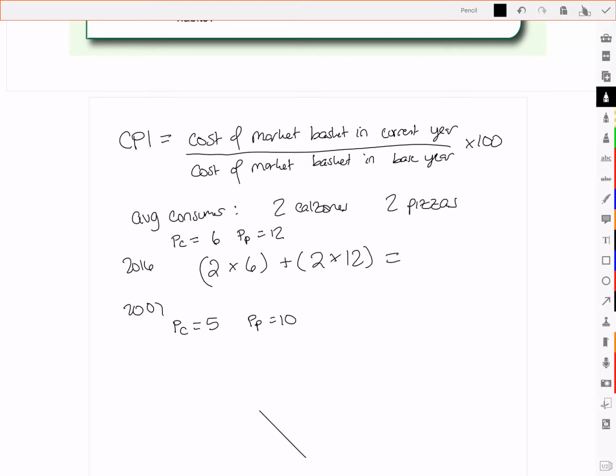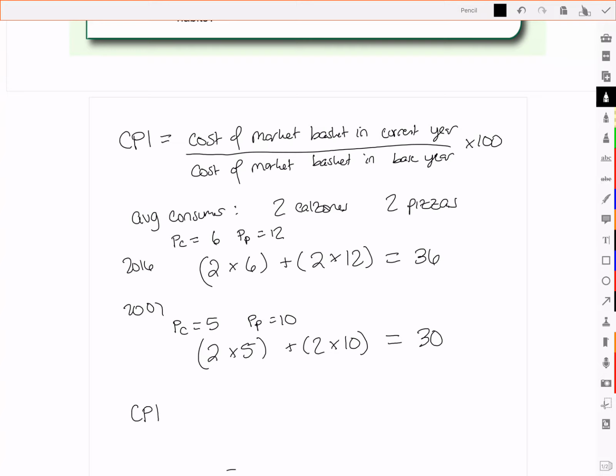So the total value of that market basket of goods, well, 2 times 6 plus 2 times 12, and what we end up with is 36. Well, what about in 2007? Again, 2 calzones, but this time at a price of $5 a piece, and 2 pizzas, this time at a price of $10 a piece. So 2 times 5 plus 2 times 10, and we get 30.